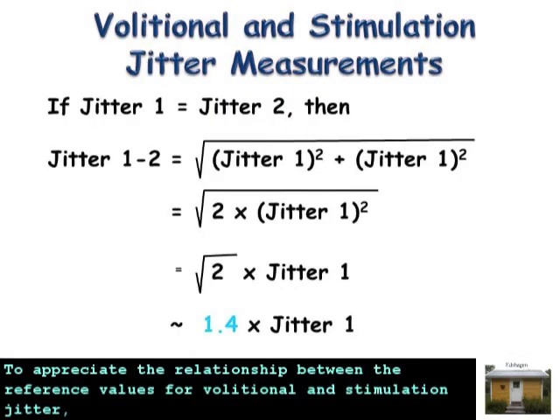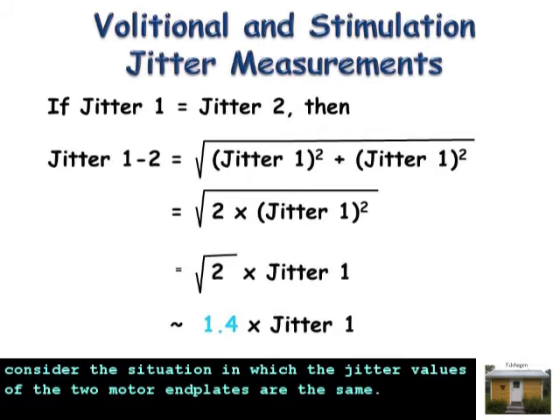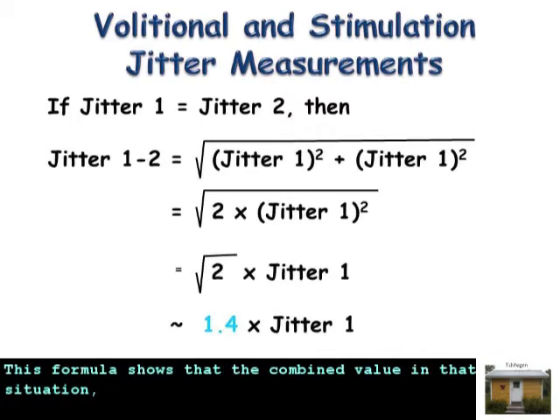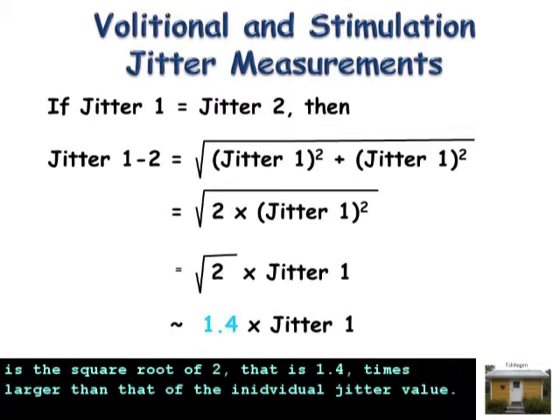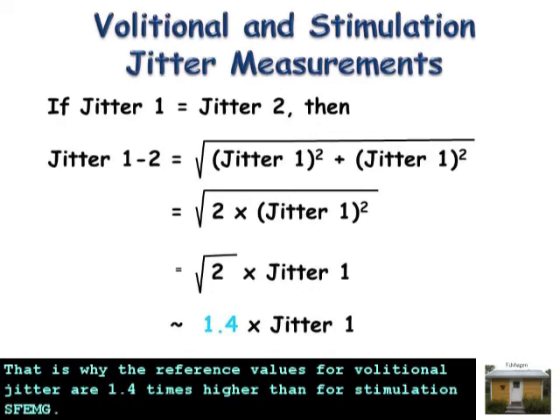To appreciate the relationship between the reference values for volitional and stimulation jitter, consider the situation in which the jitter values of the two motor end plates are the same. This formula shows that the combined value in that situation is the square root of 2, that is 1.4, times larger than that of the individual jitter value. That is why the reference values for volitional jitter are 1.4 times higher than for stimulation SFEMG.